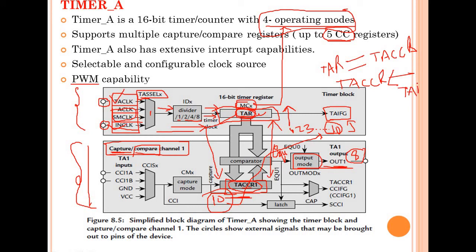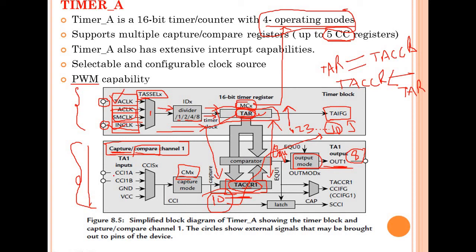CMx bits indicate your capture mode. When to capture? You have to capture at the rising edge or falling edge or at level or something. This indicates your capture mode here. And these are the signals given for capture.